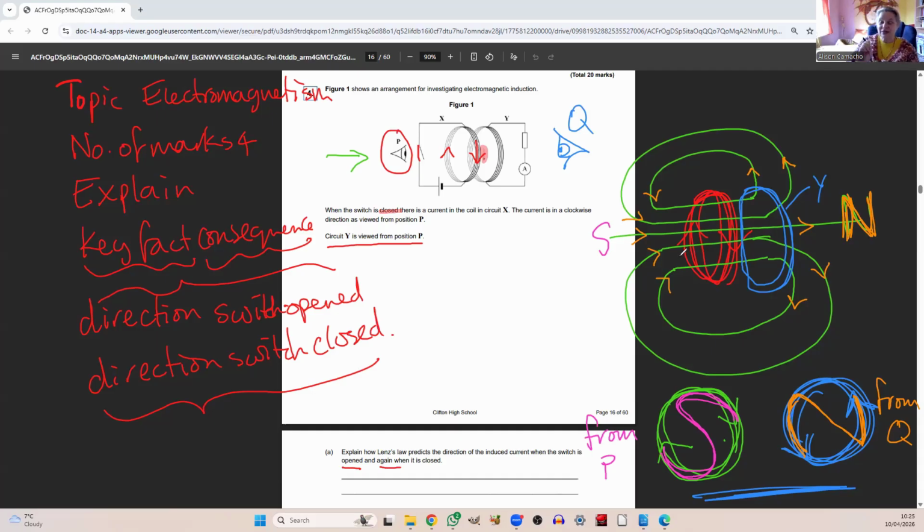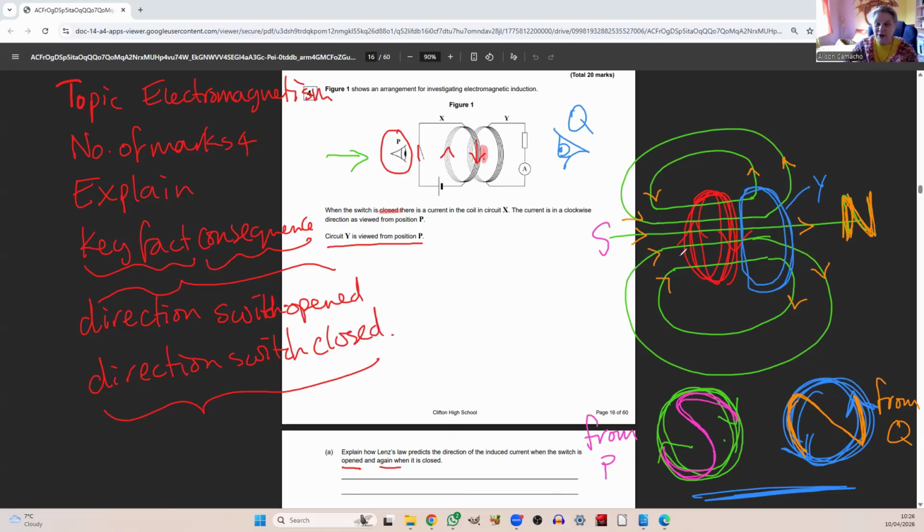Because the induced EMF is going to try to stop the magnetic field from appearing when you switch it on, and it's going to try to stop the magnetic field from disappearing when you switch it off.